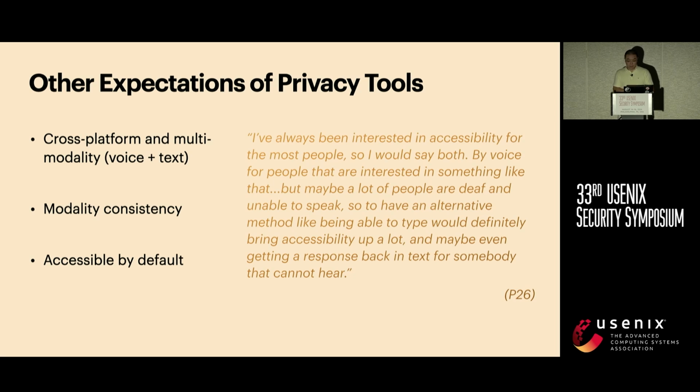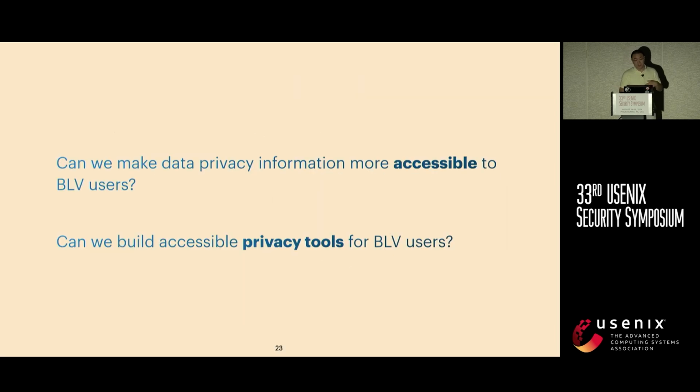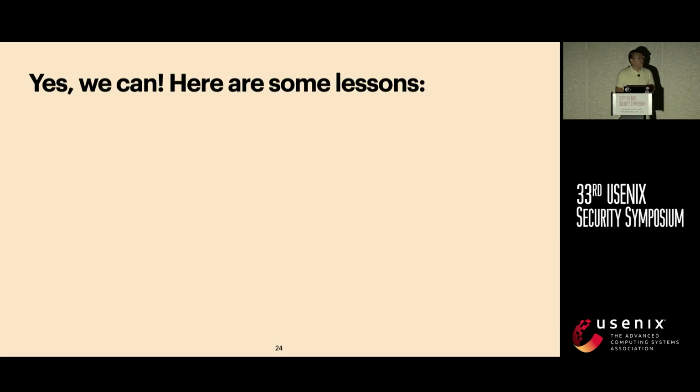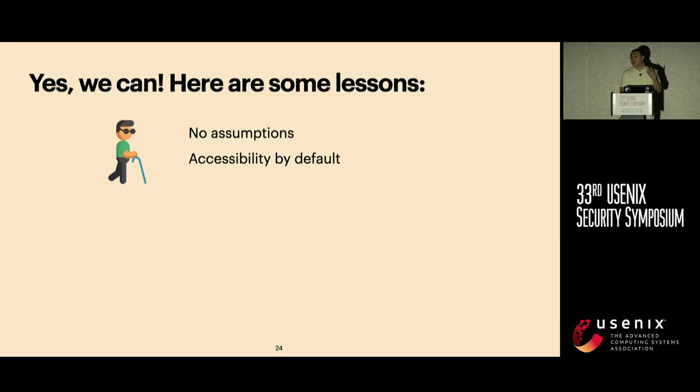And then all participants mentioned that any tool that would be built to help them with the privacy needs should be accessible by default. So now, if we go back to the original questions of our motivations, can we make the data privacy information more accessible? Can we build accessible tools? Then we see a path. So here are some lessons learned to achieve that.